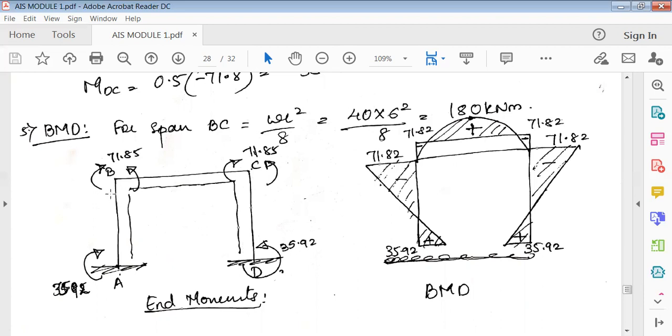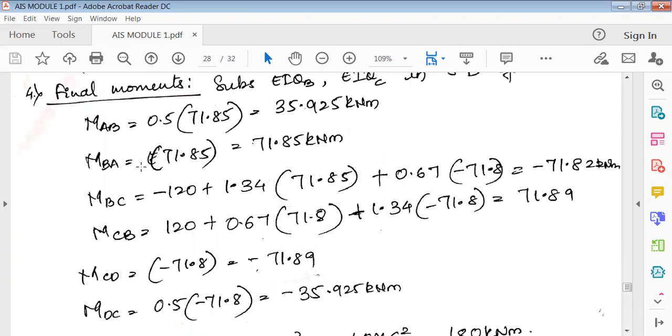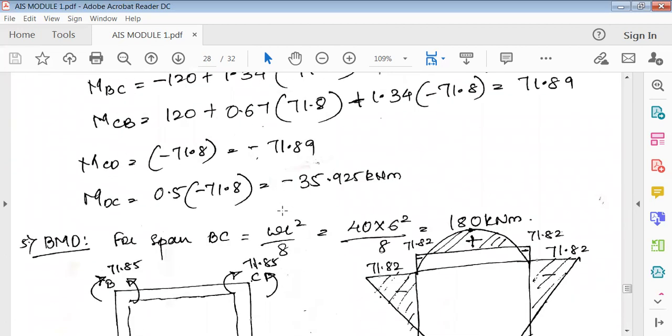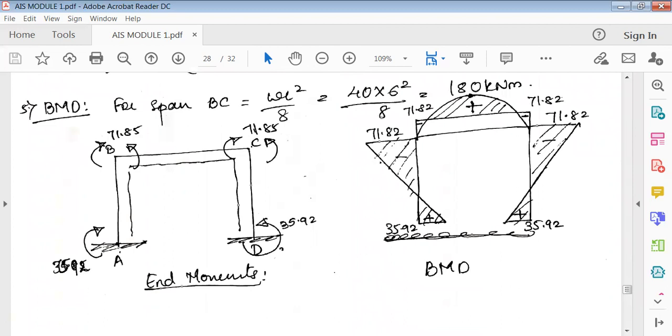I'll tell you how to draw this. Now see here, all the clockwise moments are positive, anti-clockwise moments are negative, right? First thing what you've got here is MAB is 35.92, so it's positive. Positive means at A you need to show it as a clockwise moment. So clockwise means positive like this. So at A it is a clockwise moment. Show it here, 35.92. Draw it like this and leave it.